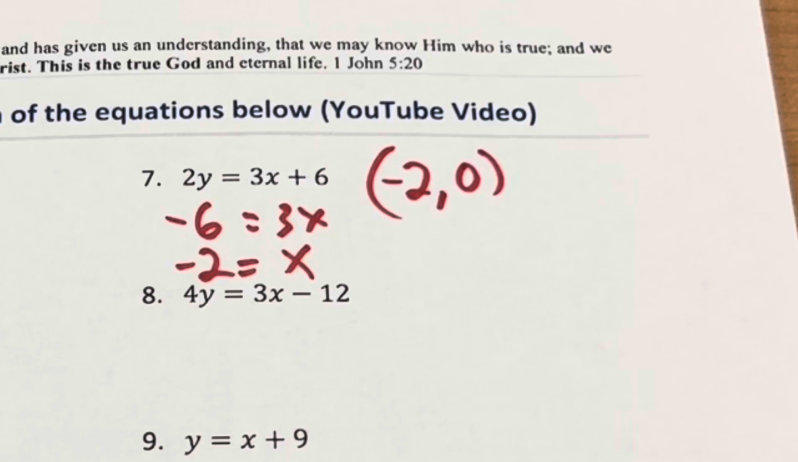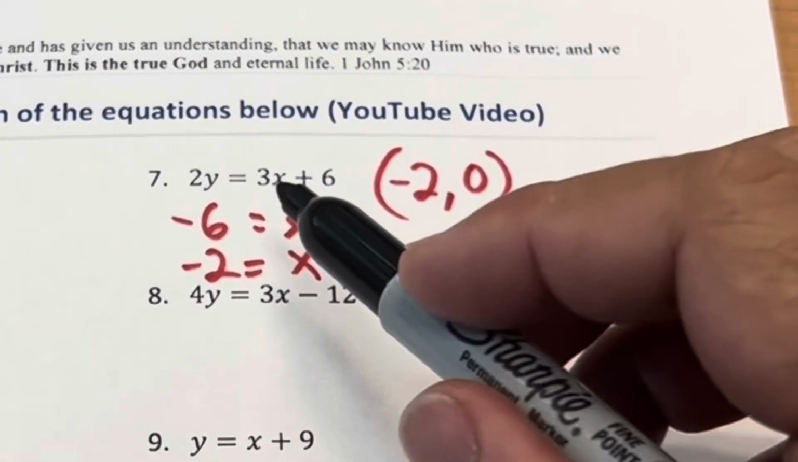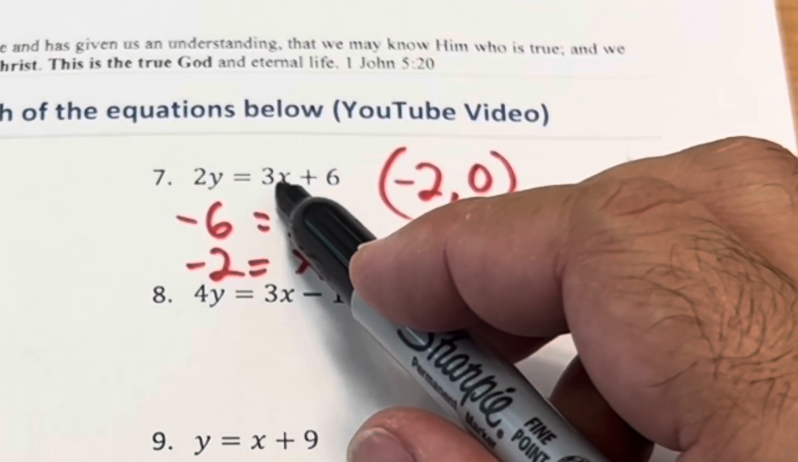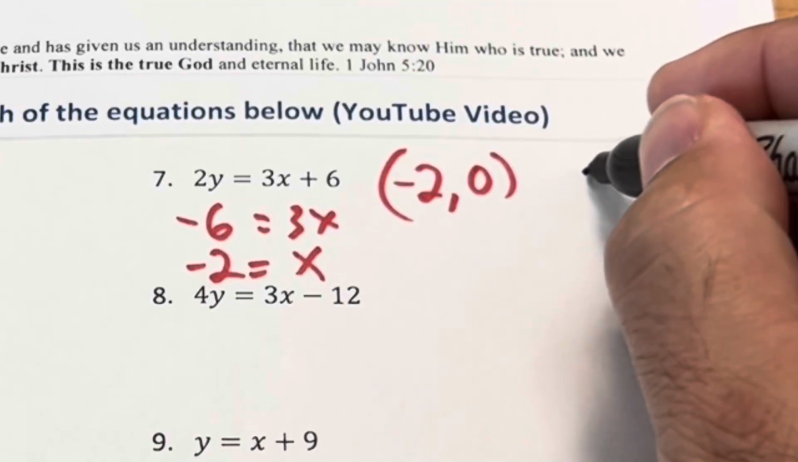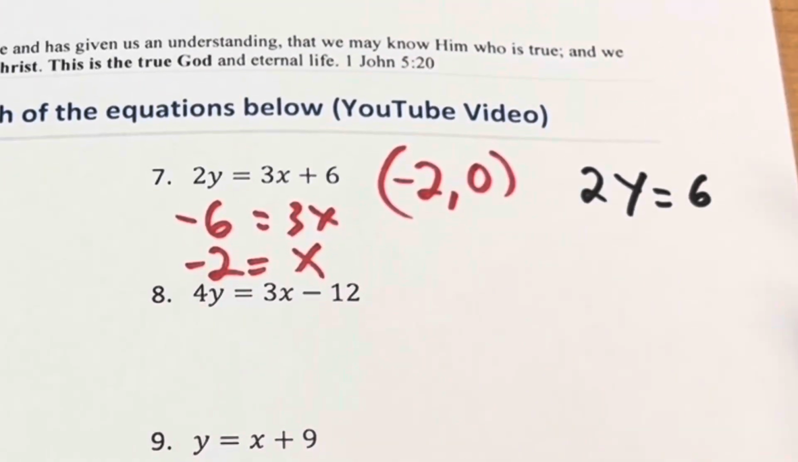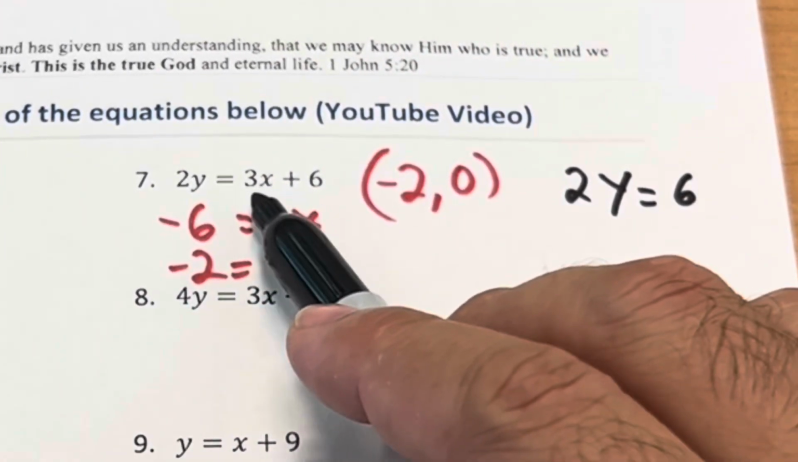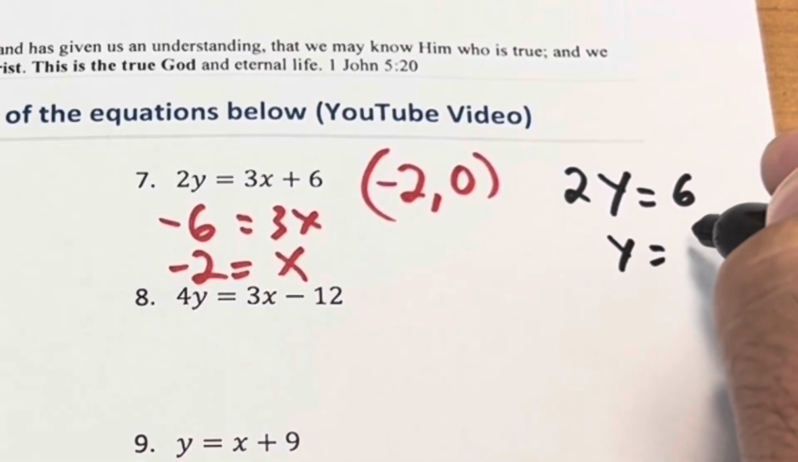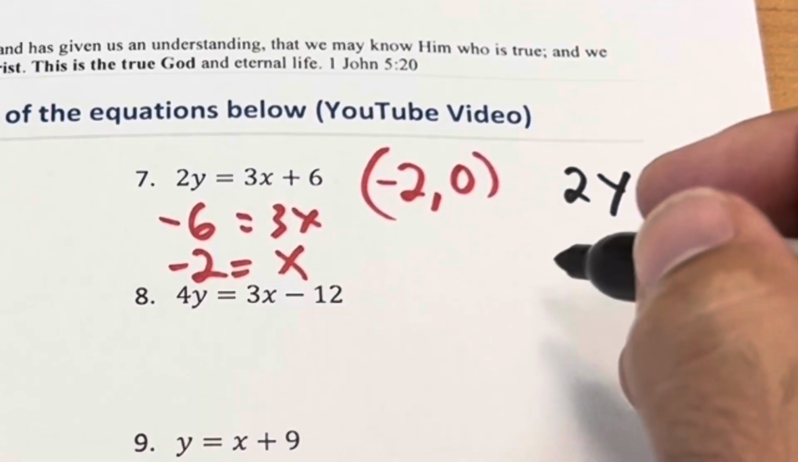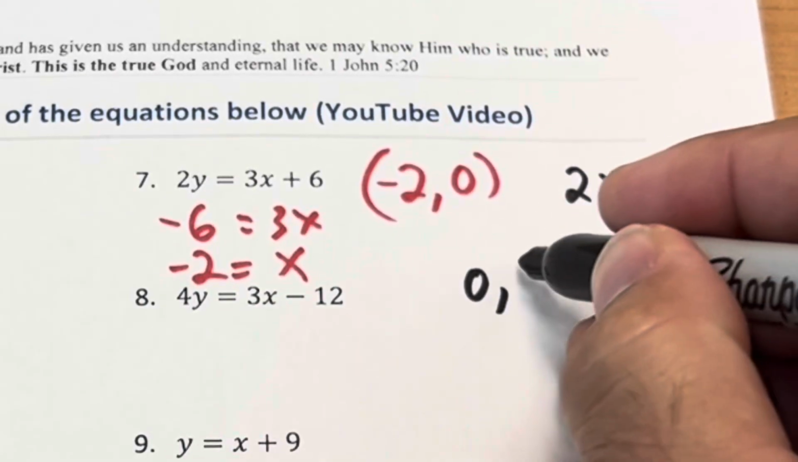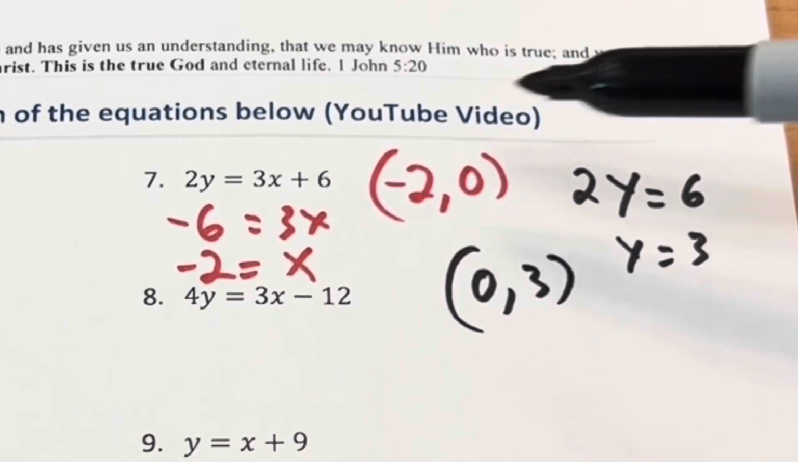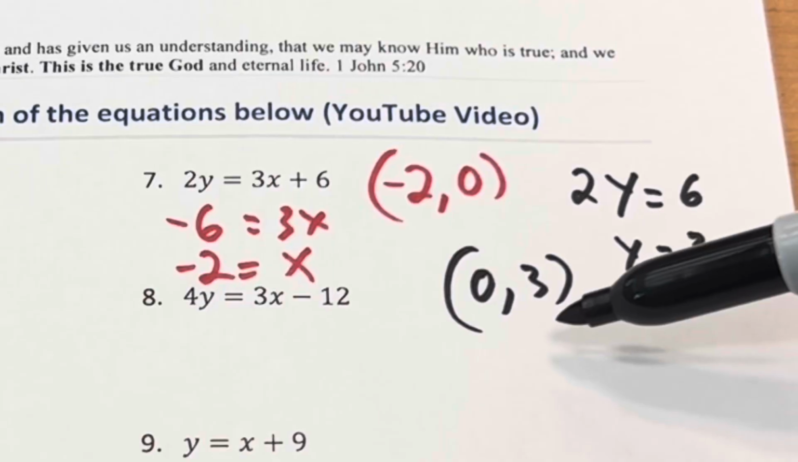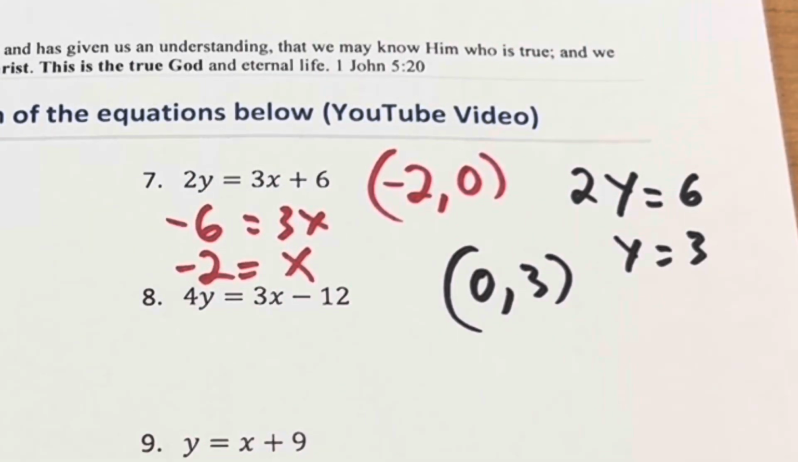Now to find the y-intercept, we give 0 to x. It would be 2y equals 6, because x is 0, and 0 times 3 is 0. Now 6 divided by 2 is 3, so it will be 0 comma 3. So this is the x-intercept, this is the y-intercept. That's the only thing you have to do. Give 0 to x, give 0 to y, and that's it.